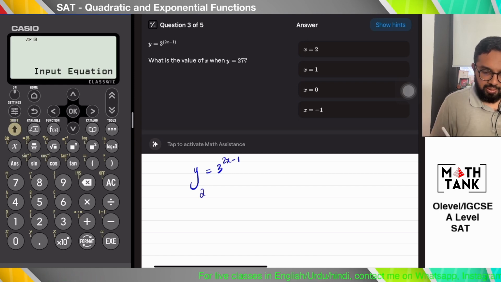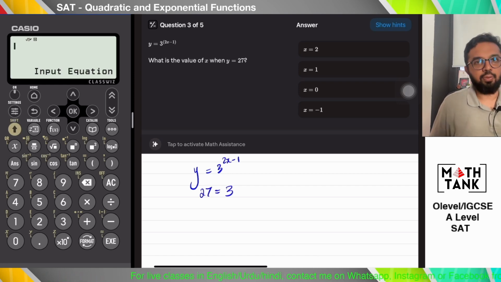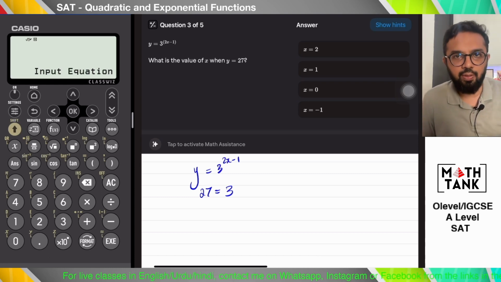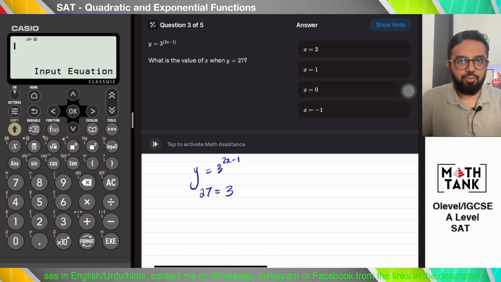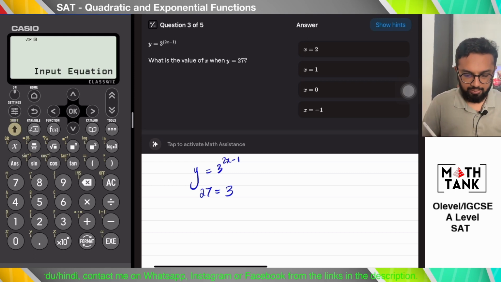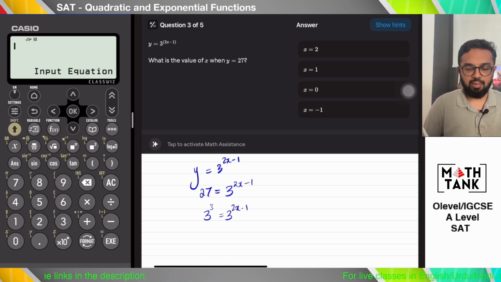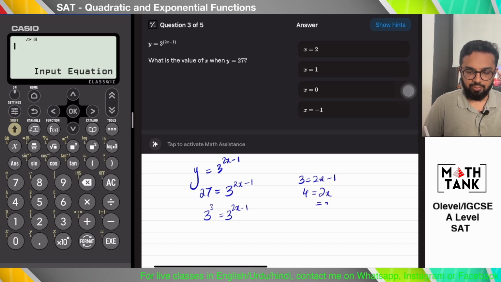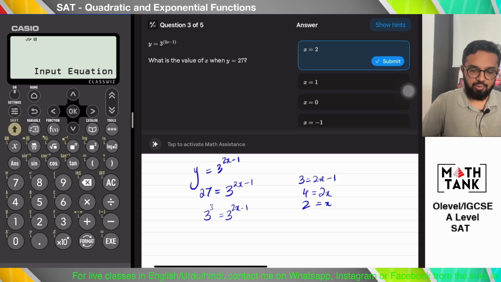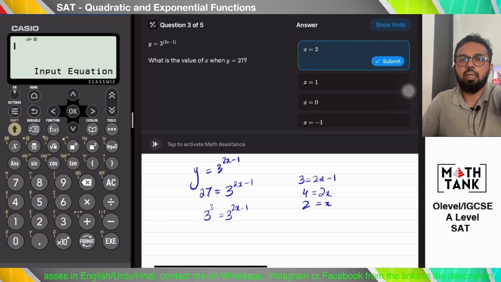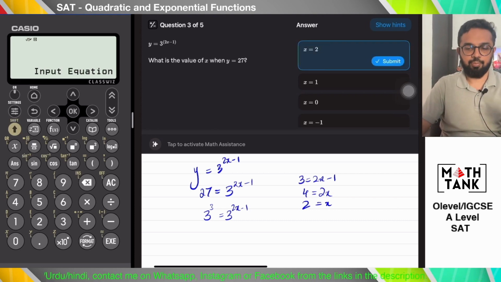y equals 27. Okay, so this is more of an exponential function. I'm going to use the rules of indices and come up with the solution. So 27 can be written as 3 power 3. When I make the bases the same, I can say that the powers are equal. So 3 equals 2x minus 1, 4 equals 2x, so x should equal 2. I could also do this question with a bit of trial and error if I wanted to.